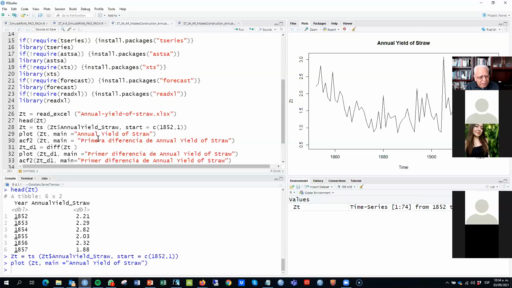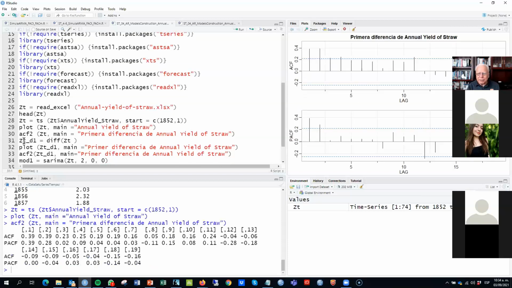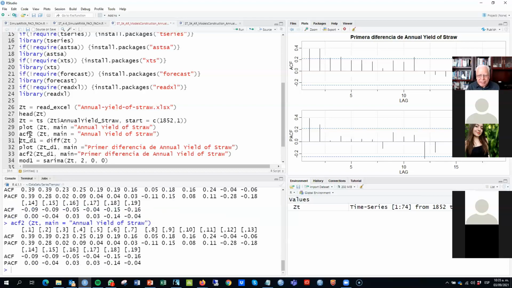I forgot to change the titles to English, but anyway. So I have the ACF, the autocorrelation function. And I'm sorry about that, I forgot to do something here. This is the original series. I haven't taken a difference. This is the original series, so this should be annual yield of straw, because I haven't taken any difference. I'm working still with the original series here. Okay, so the annual yield of straw, the first one was the plot, and now this is the ACF.